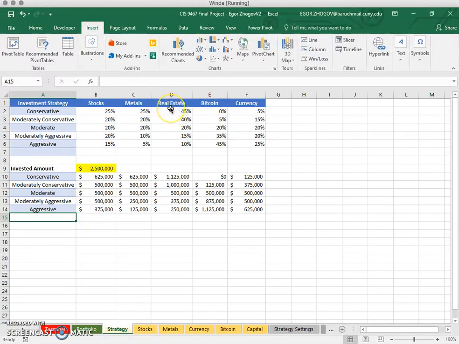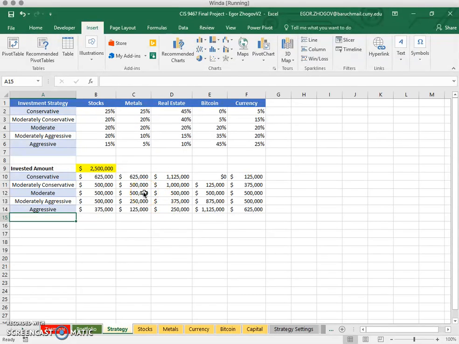On the real estate, however, there will be 45% spent, as it's been one of the most stable and safest investment types. On the other hand, if we look at the aggressive strategy, we see Bitcoin will take 45% of the investment and real estate is only 10%, as Bitcoin has been showing amazing results in the recent couple of years, and real estate has been growing but very slowly.